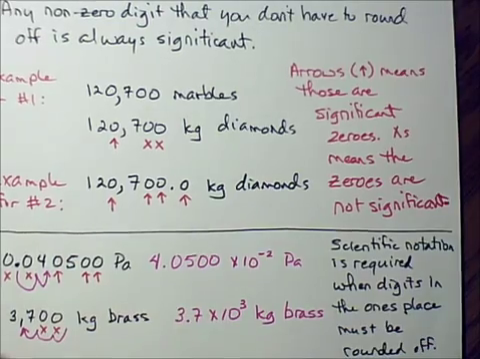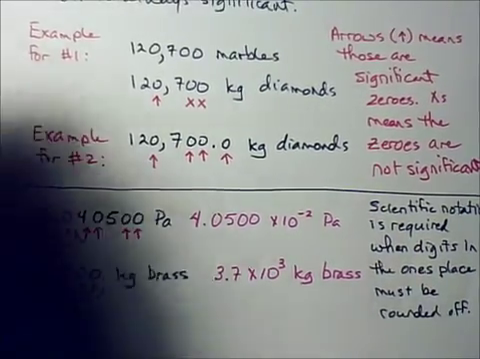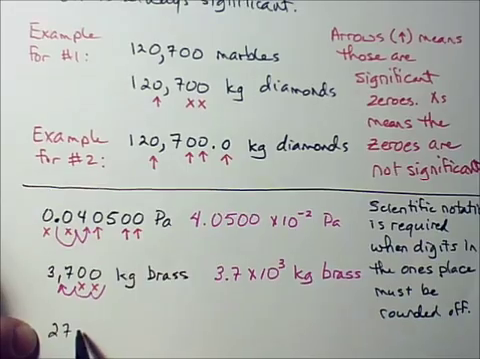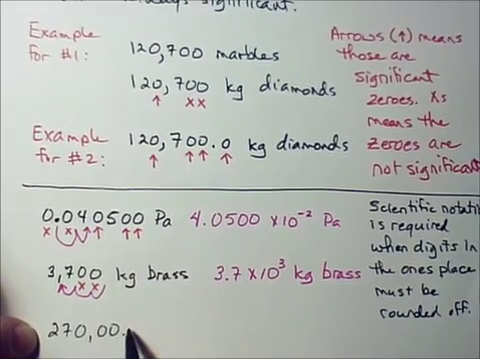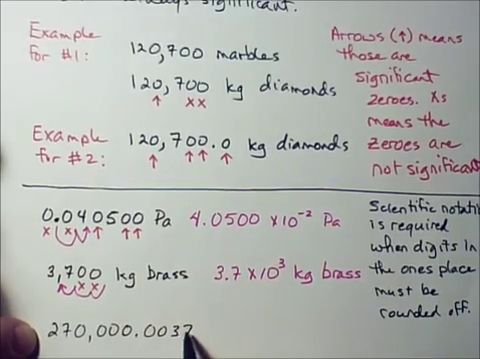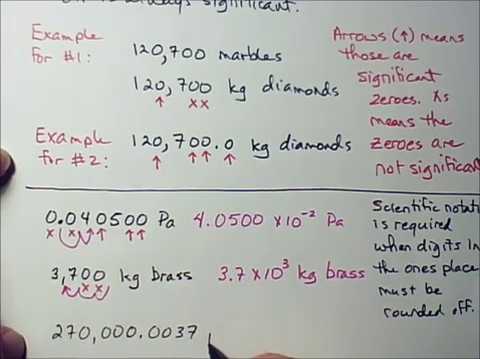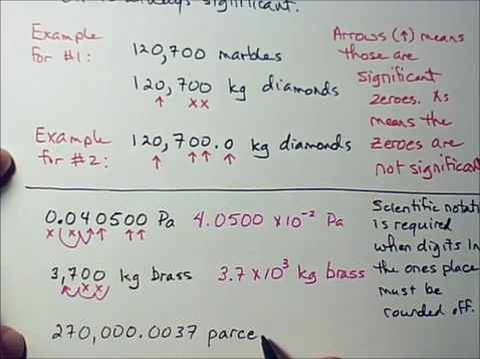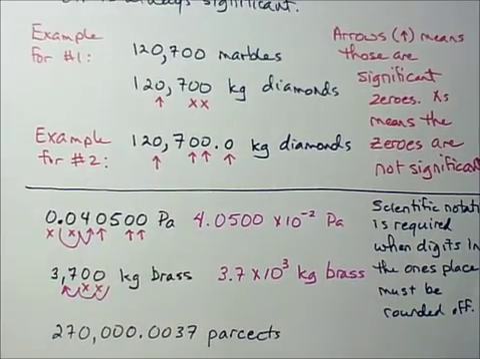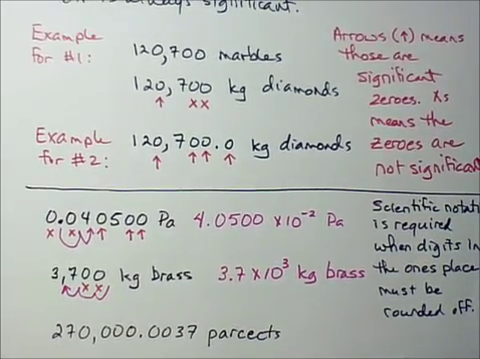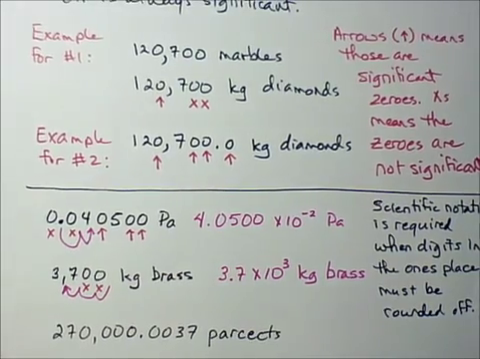All right, so let's do one more example here with significant zeros to see if we can sort out what's involved here. Parsecs. I think that's the right spelling. I don't use distances in parsecs very much. That's like distances in space, really long distances.